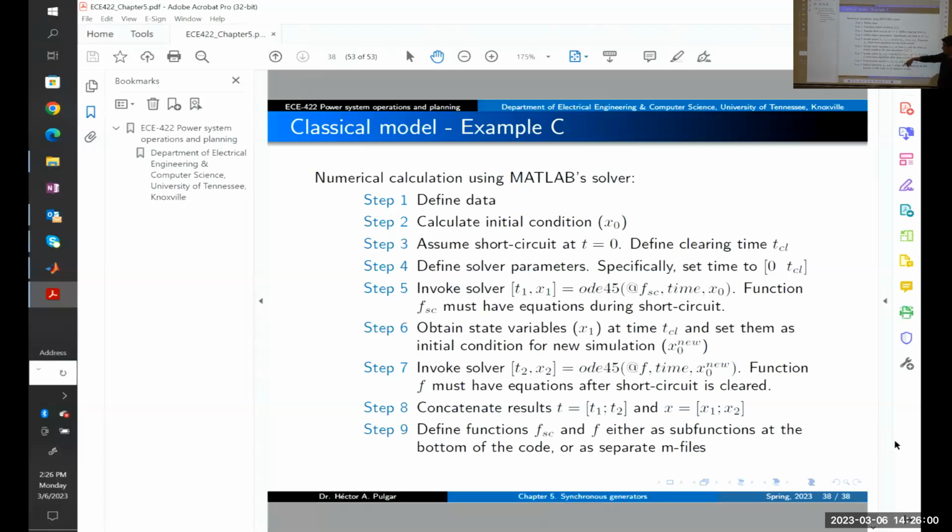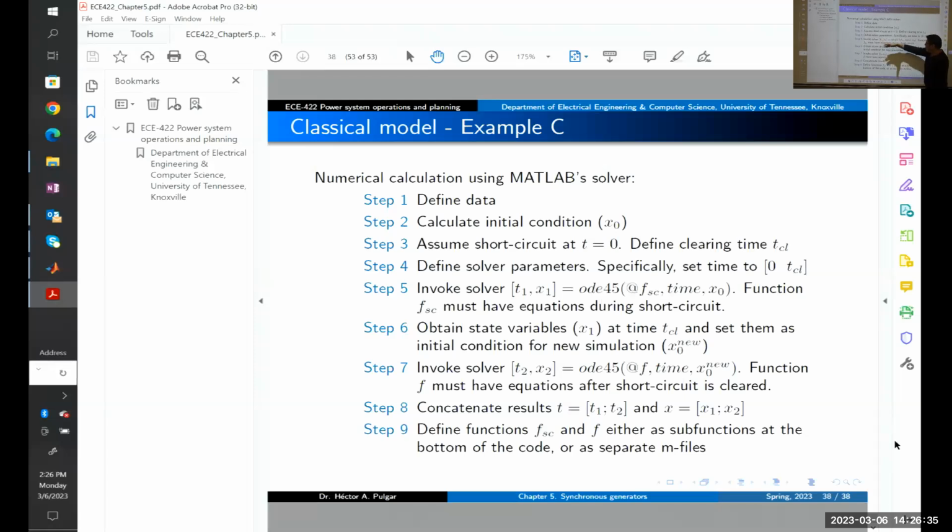What are the differential equations? The same one that we used before. Now the accelerating power is going to be Pm minus Pe. The time, we need to define the time. The time will be from 0.1 to whatever final time we want to simulate, maybe 10 seconds, 20 seconds. And the initial condition, that is the last point that we have during the short circuit. We solve it, and we have the solution when the fault has been cleared.